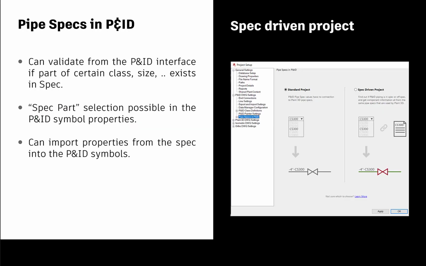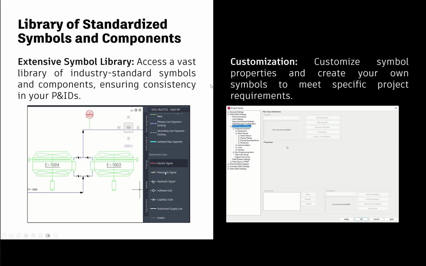You have the opportunity in AutoCAD Plant 3D to enforce a spec-driven project where you can validate on your P&ID if a certain part of a size or a class exists in a spec. This spec selection is possible in the P&ID symbol properties, and you can also import some of those properties from the spec into the P&ID symbols.